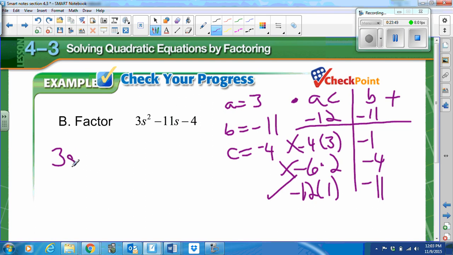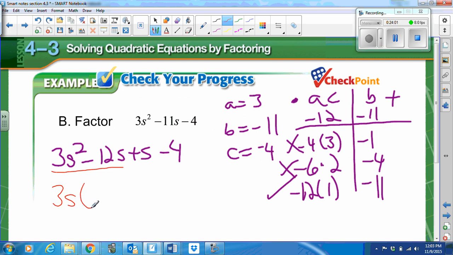So we're going to say 3x squared minus 12x plus x minus 4. So putting the first two terms together, I'm going to pull out 3x, and it becomes x minus 4. Putting the last two terms together, there's nothing that I can pull out of it, so I'm actually going to write plus 1 times x minus 4, just to have a placeholder there.